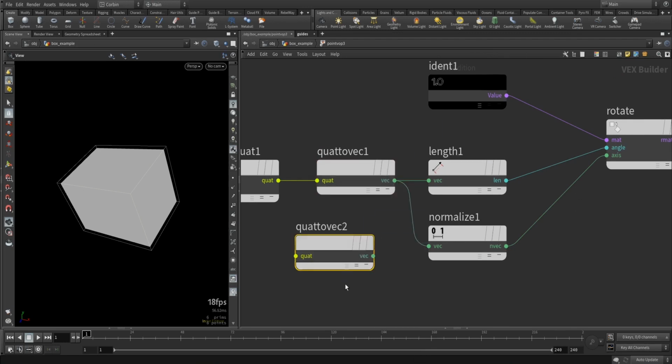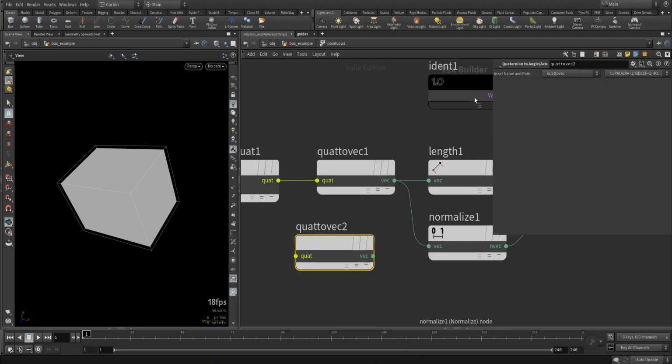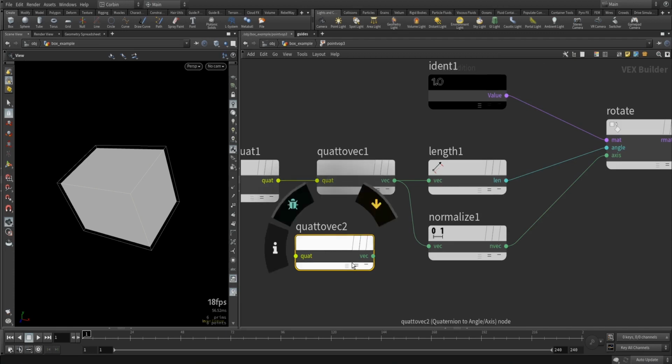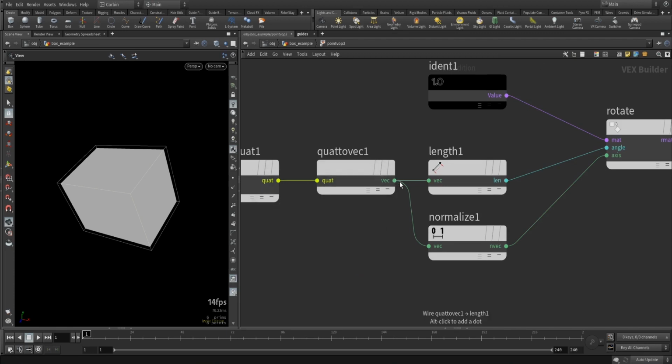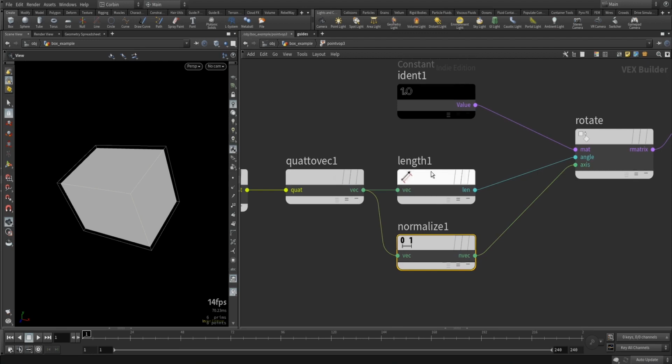Okay, but when you drop it down, it's not called that. It doesn't have the same name. It calls it quat to vec, but really it is quaternion to angle axis. Okay, and what this does is it returns one vector, but that vector's normalized vector is the axis, and then the length of it is the angle. Okay, so remember we worked with normalizing and length before, and now you see how it comes into practice.